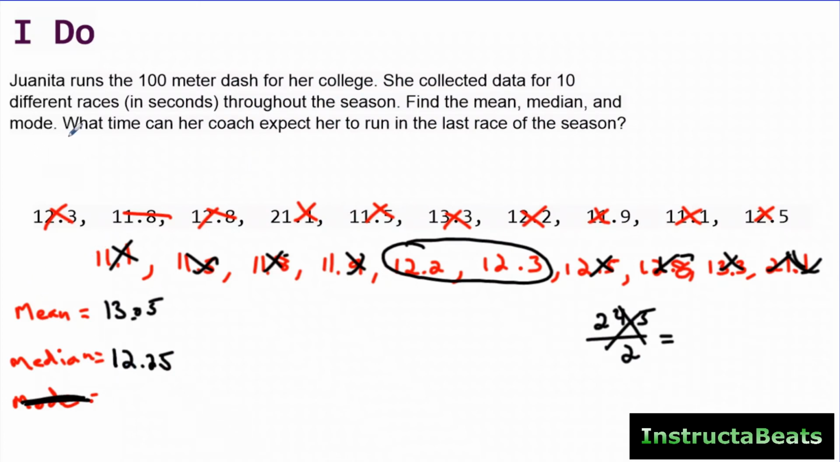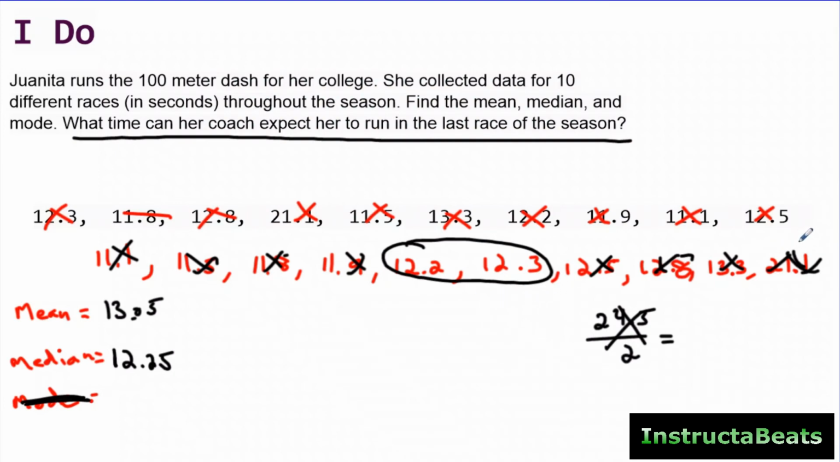We need to answer the question. It says, what time can her coach expect her to run in the last race of the season? All right. So we're trying to find that center value that she typically would run. If you look back at our tree map, again, we have an outlier here, which means we don't want to use our mean. And here's why. We have to include that one really, really bad race where maybe she tripped or hurt herself into our average, and that bumped our average way up.